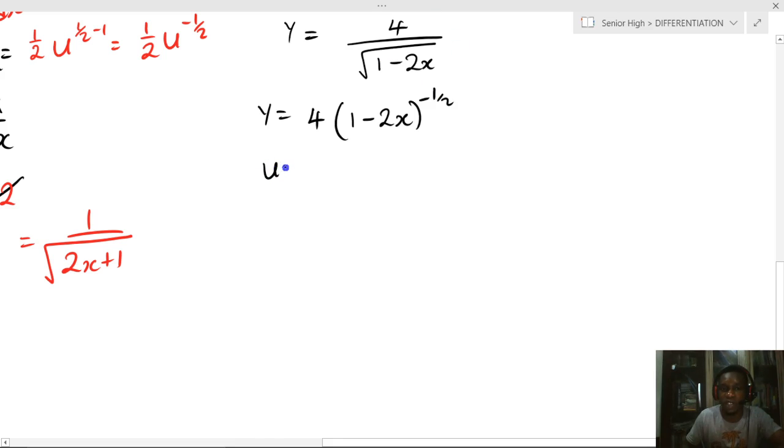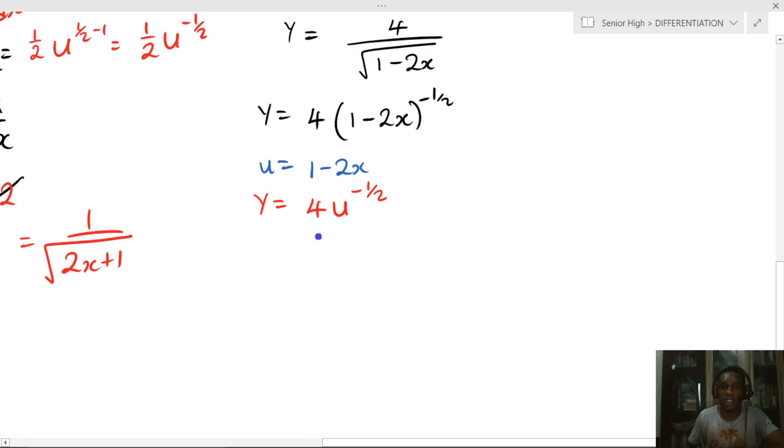So now I can find my u. What's my u? My u is equal to 1 minus 2x. And then therefore my y is equal to 4u raised to the power of minus 1 over 2, right?